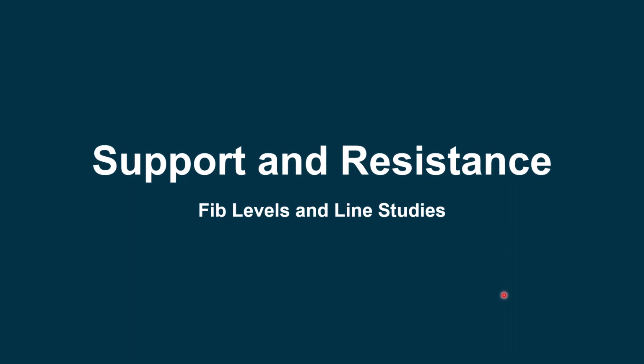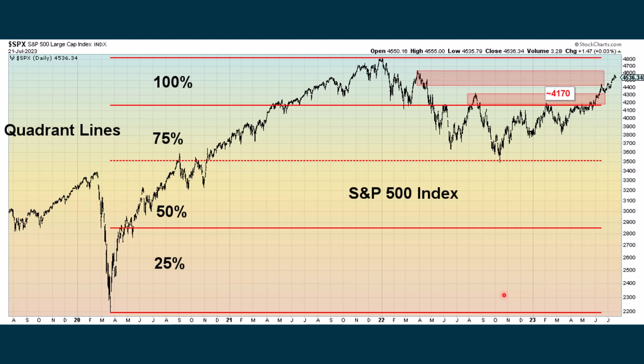Support and resistance levels. I haven't shown a lot of these because I keep saying we're in no man's land, and I'll show them here on this video. We have quadrant lines where we go from the COVID low to the all-time high, and we just break that into 4 different chunks. This had acted as resistance a number of times, and we broke through that. Well, now we're in between the 75% and the 100% level, so I haven't been showing this.